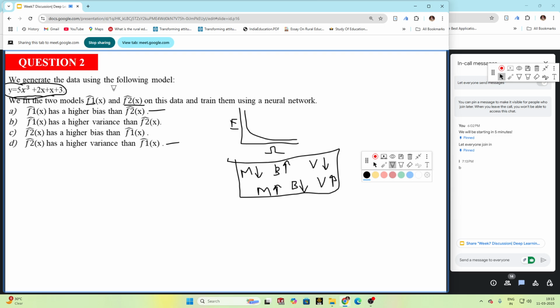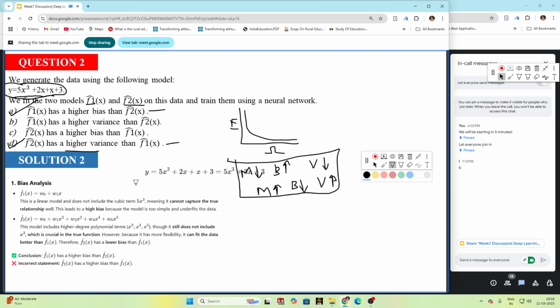Now we know that f2 predicted x is more complex than f1 predicted x. As f1 predicted x is a simpler model than f2 predicted x, f1 predicted x has higher bias than f2 predicted x. So option A is right. Now what about option B? F1 predicted x has higher variance than f2 predicted x. That cannot be true. F2 predicted x has higher bias than f1 predicted x. Again, this is false. And last, f2 predicted x has higher variance than f1 predicted x. Yes, f2 predicted x is a complex model, so it will have lower bias and higher variance. So option D is also correct. So option A and option D are correct.